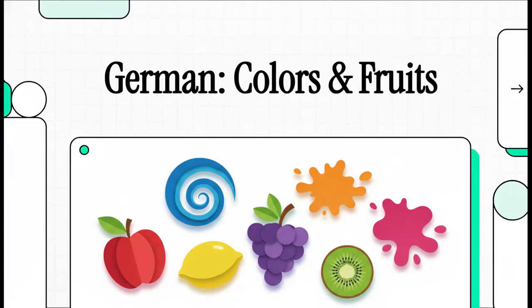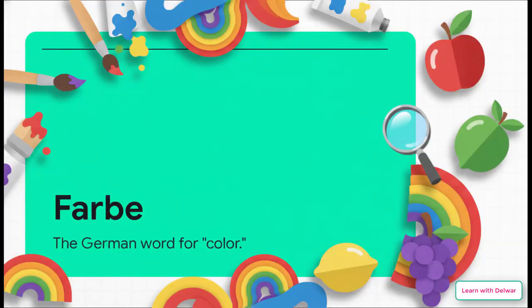Awesome. You are in exactly the right place. Today, we're going to dive into some super useful, super basic words. We're talking colors and fruits. It's going to be fun, it's going to be colorful, so let's just get right into it. Okay, so first things first. The German word for color is Farbe. Let's say that together. Farbe. Got it? Good. Because that word is pretty much the key to this entire lesson. Simple, right? All right, let's keep this ball rolling.